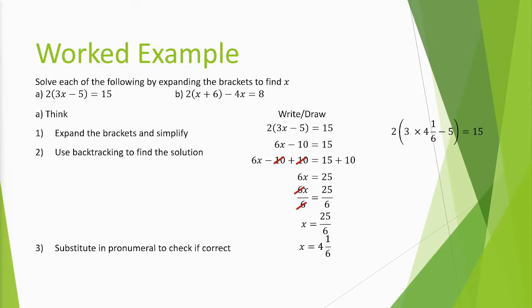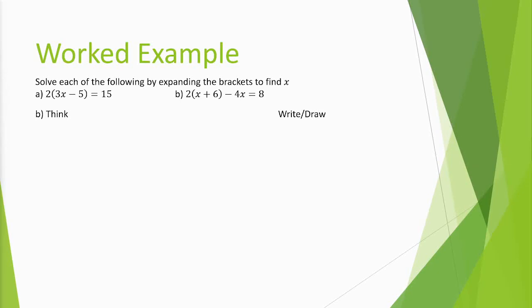Now I can substitute that back into the original equation and go through and work this out. I can either type it into my calculator or I can do each of the steps, and I get 15 equals 15 at the end, which means that that is the correct solution for that equation. Let's try this for the second equation. So again, I'm expanding my brackets, but this time I'm going to simplify. As I've got a 2x there and I've got a minus 4x, I can combine those 2 like terms together, and it simplifies down to negative 2x plus 12 equals 8.